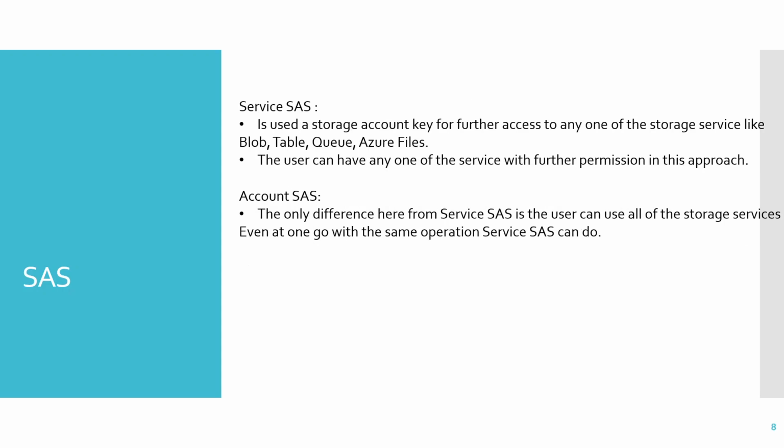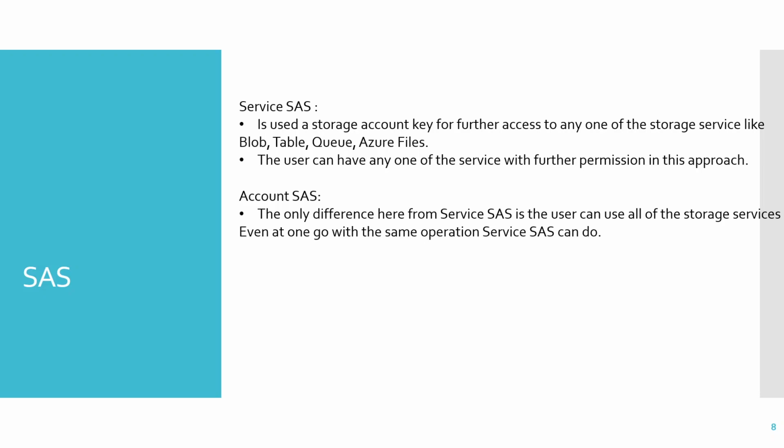Now there are two other types: service SAS and account SAS. What is a service SAS? Service SAS uses the storage account key for further access to any one of the storage services. Basically, the service SAS is a key that is used to connect to either one of the services like blob, table, queue, or Azure Files. What it means is the user can access any one of the services with definite permissions. So that is where service SAS is used.